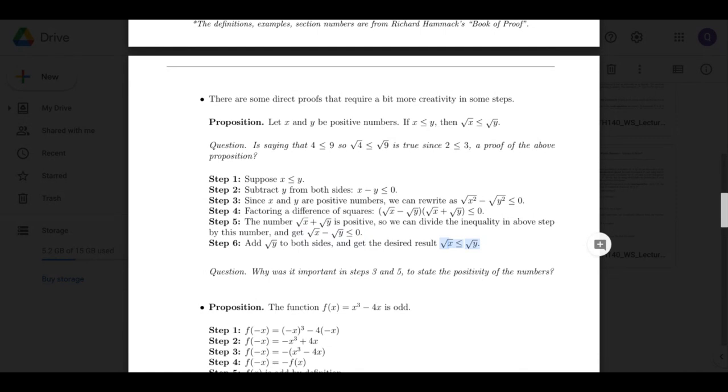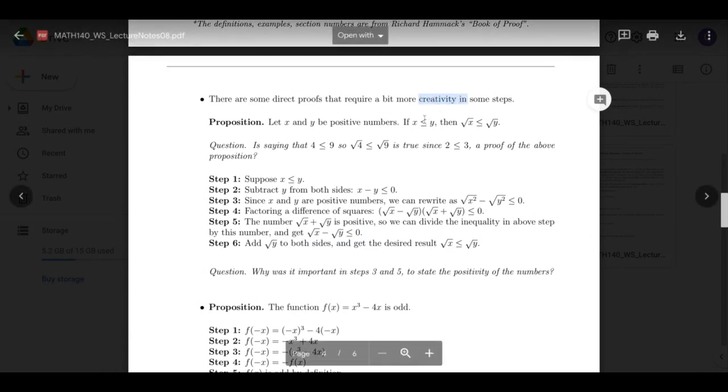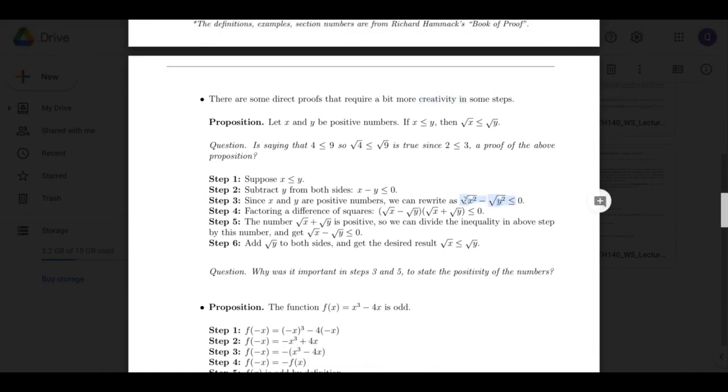So we assume x, y are positive numbers. We assume x is less than or equal to y. And we used some mathematical skills. We showed the square root of x is less than or equal to the square root of y. Anyone has any questions for this? Okay, that's why sometimes we need to think about how we use some mathematical skills or properties. Here we're using the difference of 2 squares to write it as a factor.